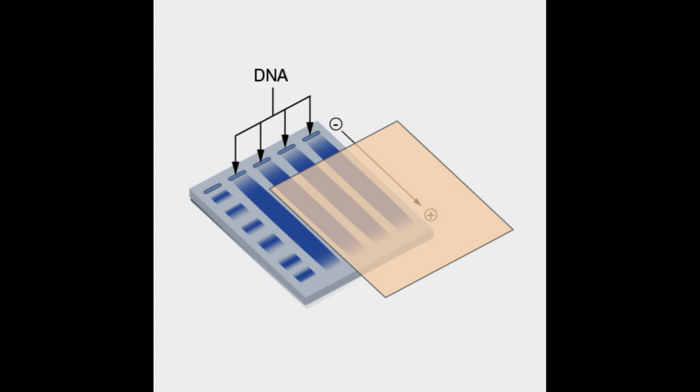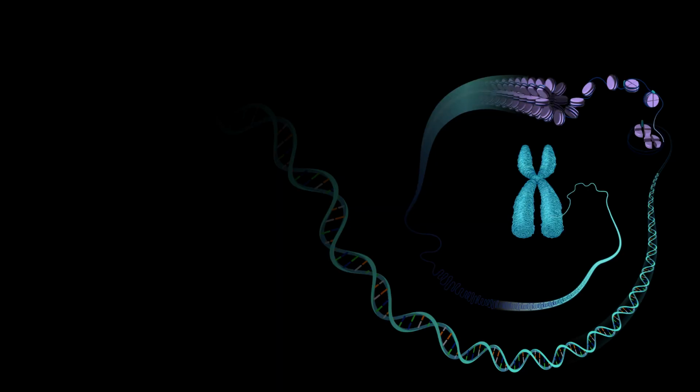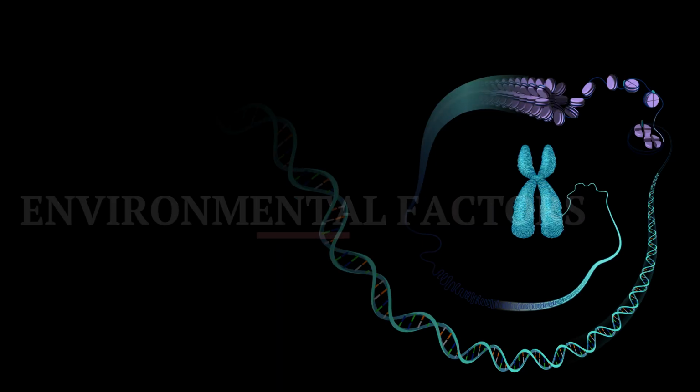Linus Pauling and colleagues reported using the new technology of electrophoresis in 1946 to show that sickle cell hemoglobin carries more positive charges than the normal version on its surface. Today, electrophoresis is used for so much more across biology and medicine. The fourth interactive term is environmental factors.